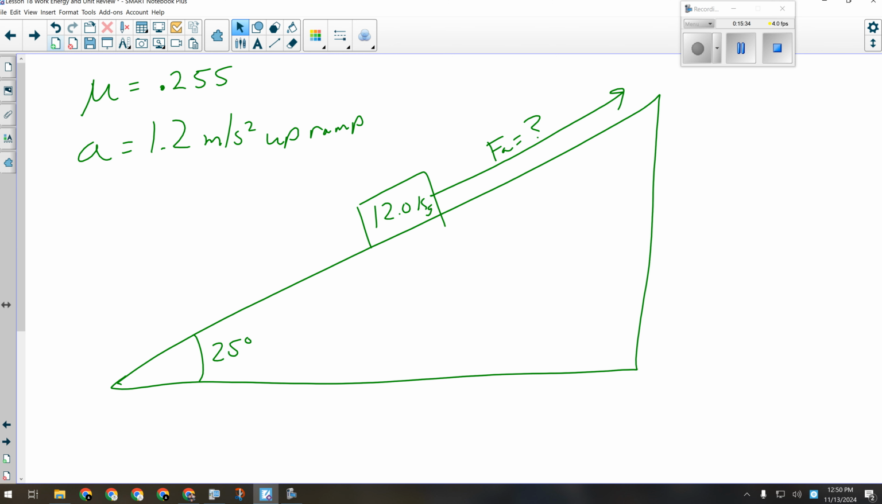This box is on a 25-degree incline. The coefficient of friction is 0.255. It is accelerating up the ramp at 1.2 meters per second squared. I want you to calculate the force pulling it up the ramp, the applied force.